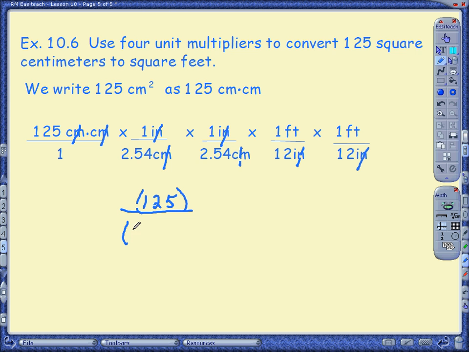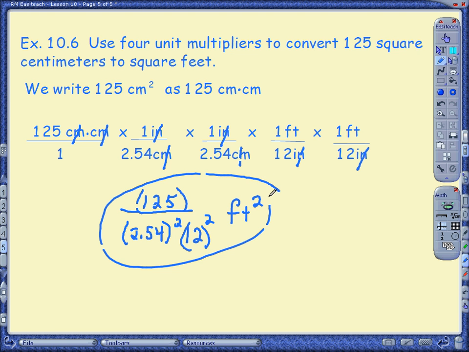And in the denominator, I'm going to write it with exponents. I'm going to have 2.54 squared and 12 to the second power and feet to the second power. And that's our answer. Okay, this concludes lesson 10.